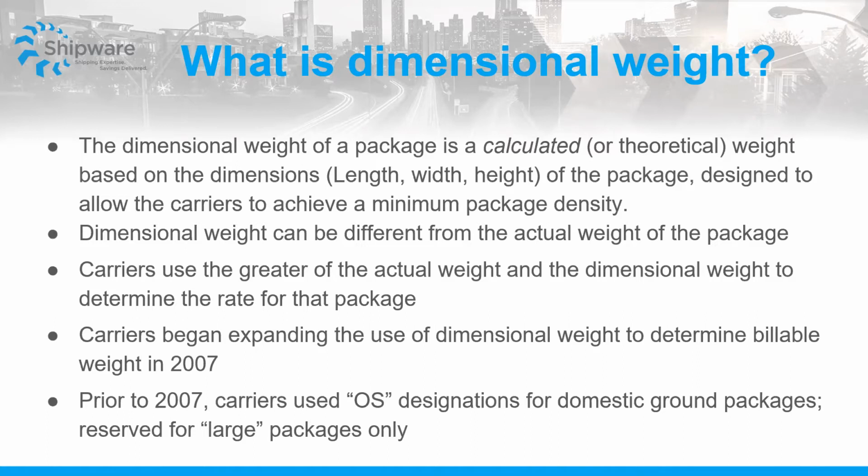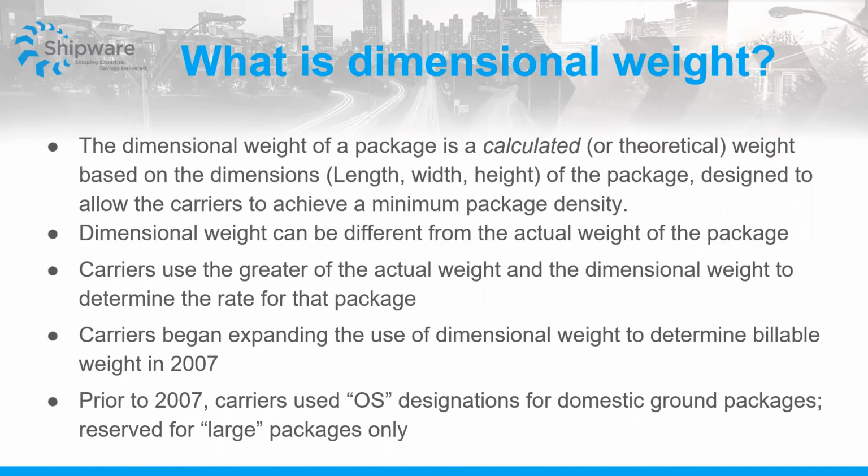Dimensional weight can and usually does differ from the actual weight of the package, and that's why carriers use dimensional weight, because it's a weight that's different from what the package actually would weigh if you were to put it on a scale. And because there is a difference generally between the two, carriers will use the greater of the two, the actual weight or the dimensional weight, to determine the rate for that package. So if you think about how carriers bill for package shipping, they bill by weight. So if the dimensional weight happens to be greater than the actual weight, they're going to use that dimensional weight to determine the rate of the package. And again, we'll get into some examples here shortly.